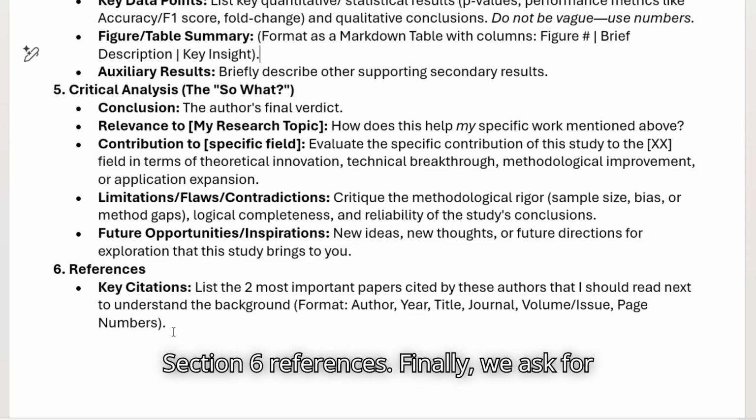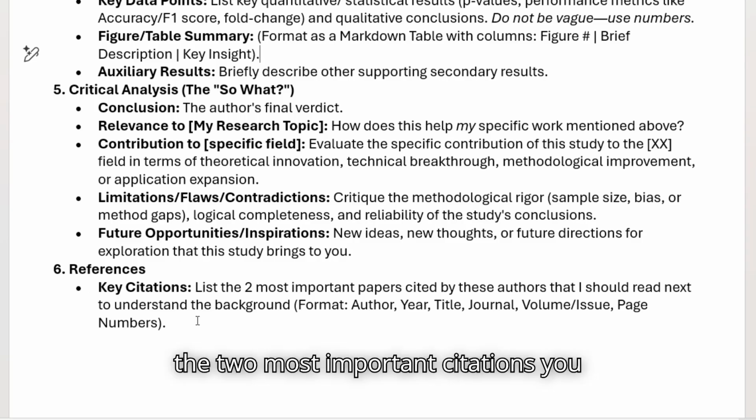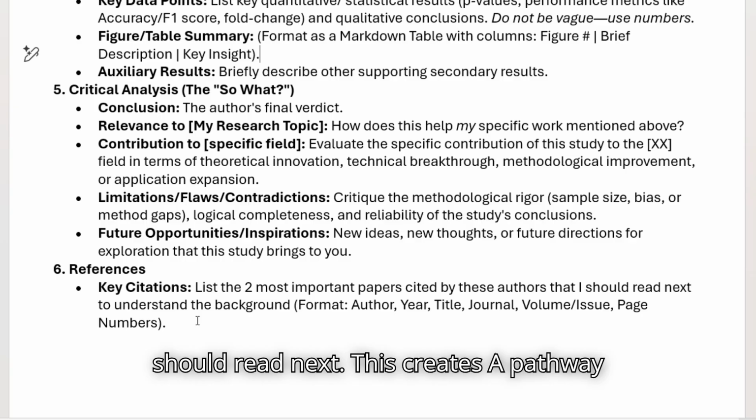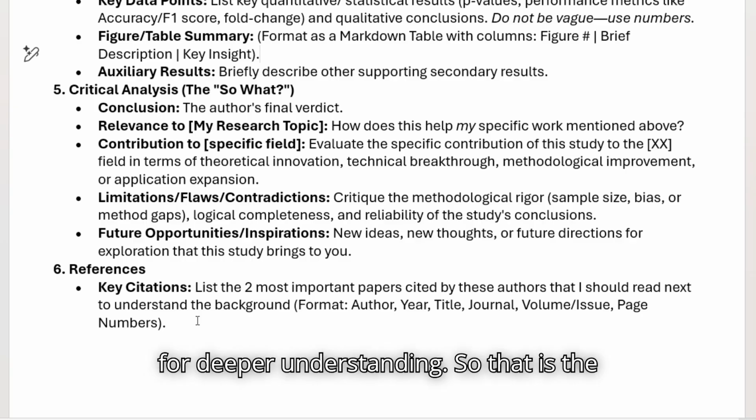And section 6. References. Finally, we ask for the 2 most important citations you should read next. This creates a pathway for deeper understanding.